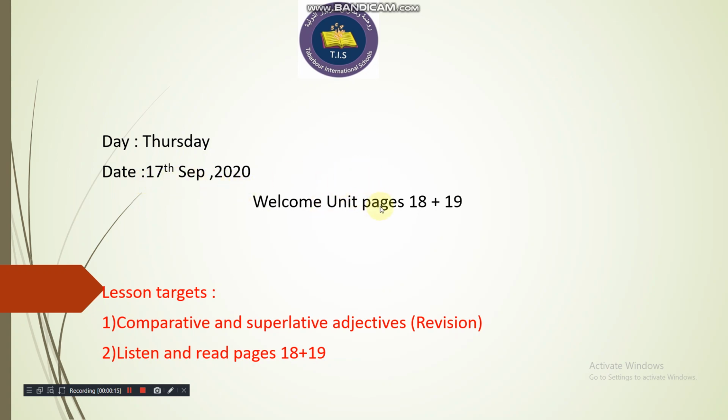Today we are going to take pages 18 plus 19 from the welcome unit. And our lesson targets will be 1. Comparative and superlative adjectives revision. 2. Listen and read pages 18 plus 19.